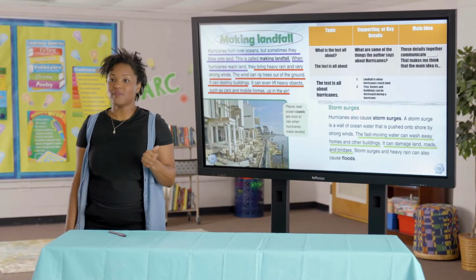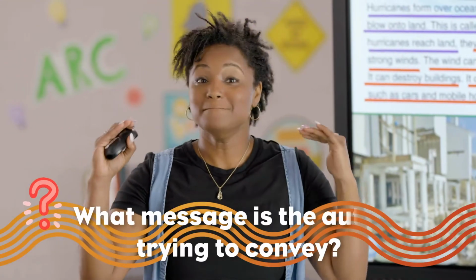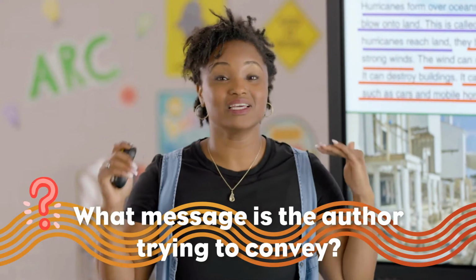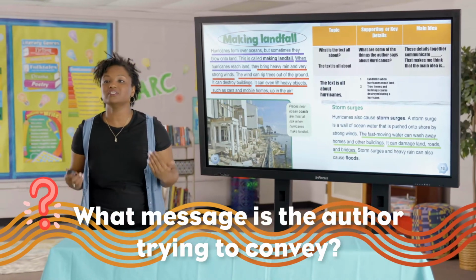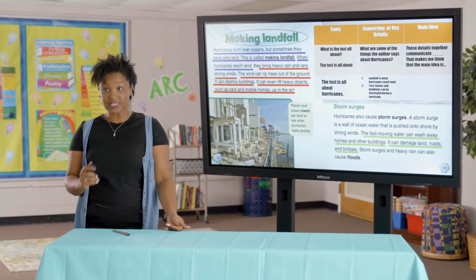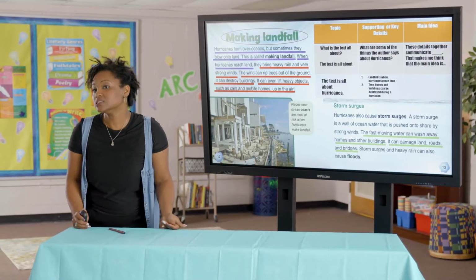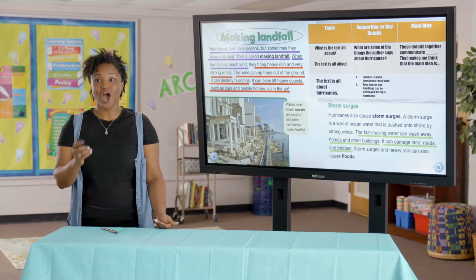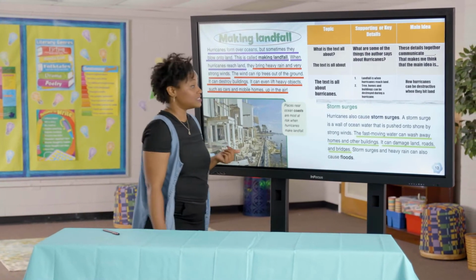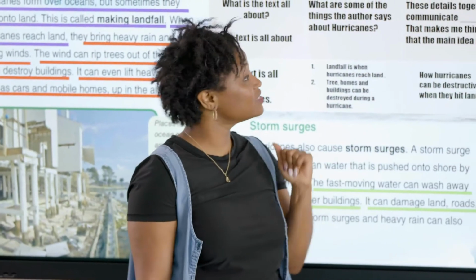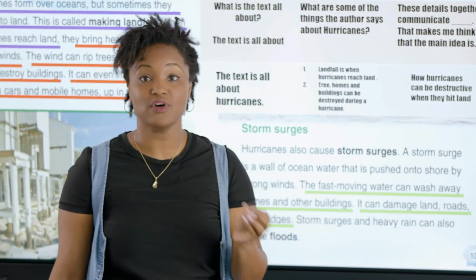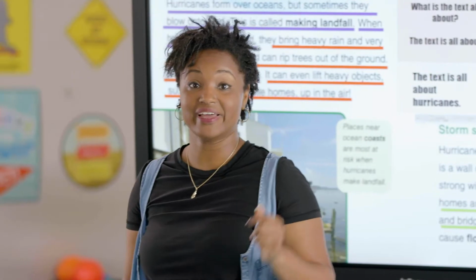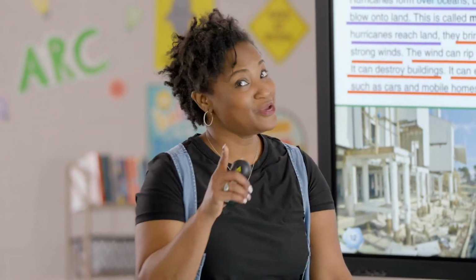Next, let's talk about the main idea. What message is the author trying to convey through these key details? What is he trying to communicate with us? Take a second and see if you can sum it up in a sentence. All right, let's see if we came up with something similar. These details together communicate how hurricanes can be destructive when they hit land. Did you have something similar? Excellent, I knew you would.